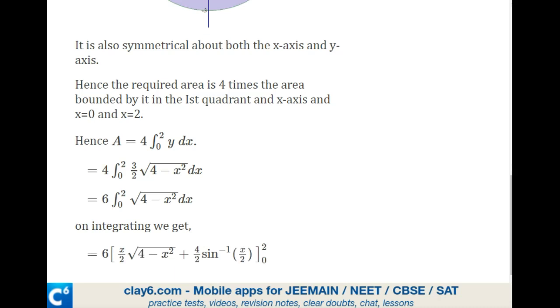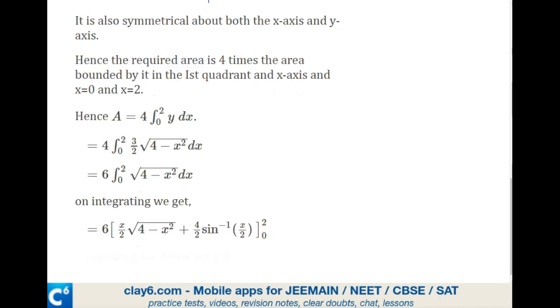You can try different ways to get it, but it involves a lot more. Rather you memorize this formula. When you do that, you'll get it as x by 2 times the square root of a squared minus x squared plus a squared by 2 times sine inverse of x by a, and then you apply the limits. So this is a standard formula to use.